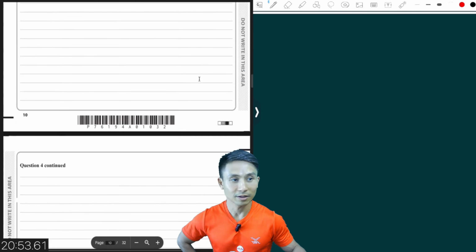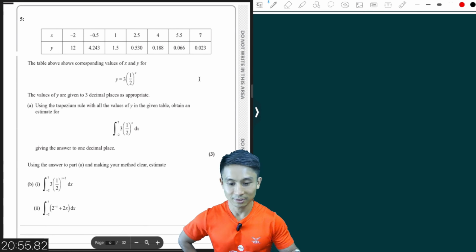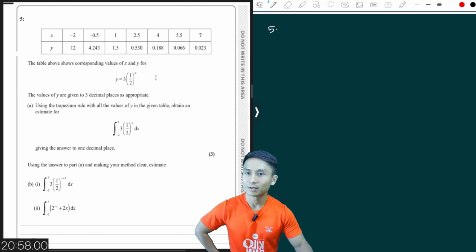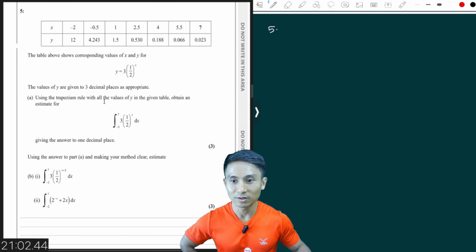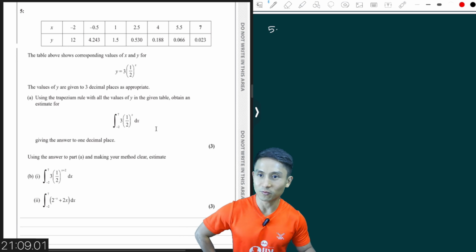Okay, 20 minutes passed. Number 5. The table here looks like the trapezium method. Using the trapezium rule with all values of y in the given table, obtain the estimate for that. Okay, yeah, we're going to go from minus 2 to 7.